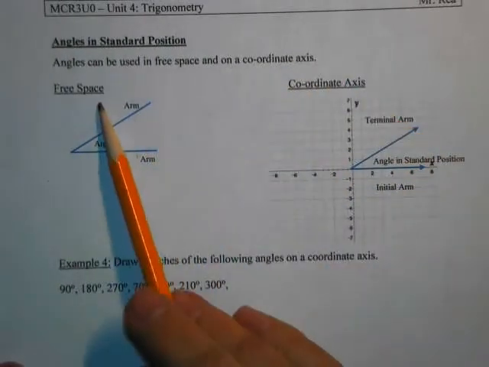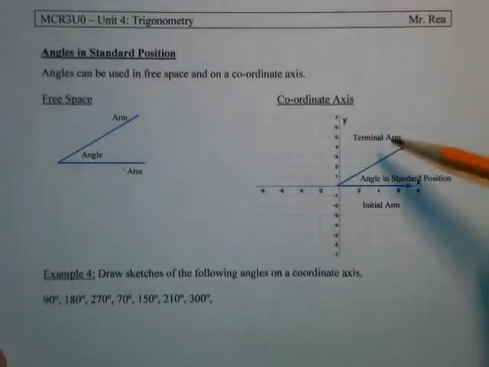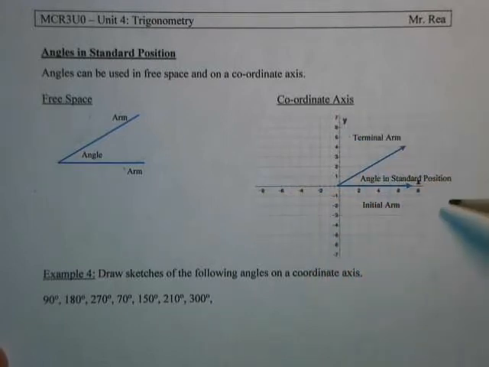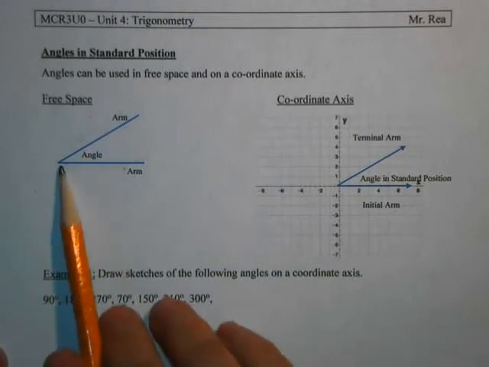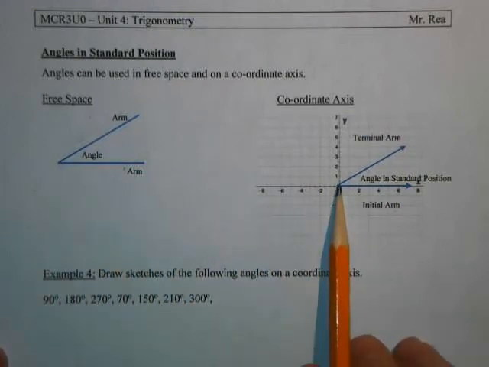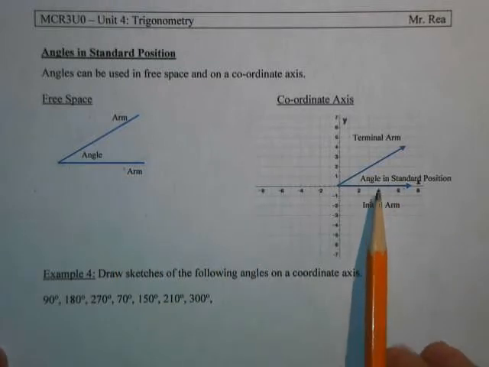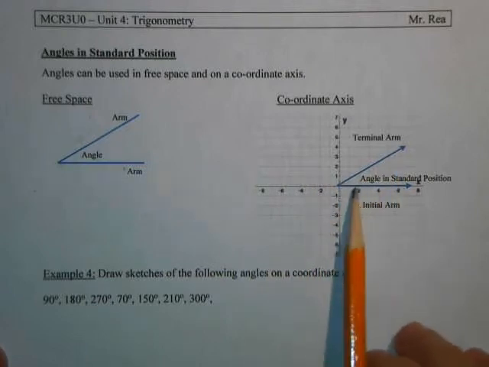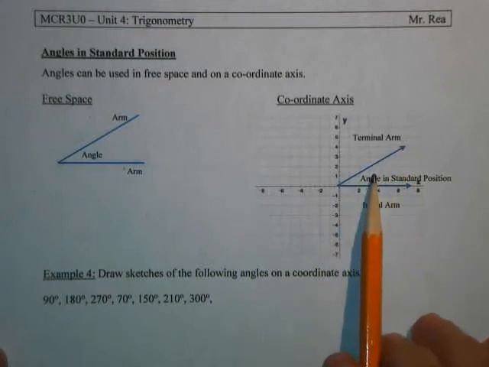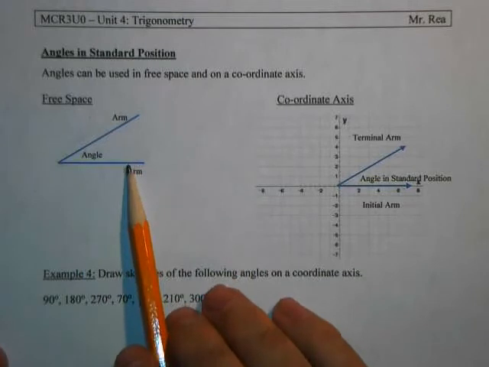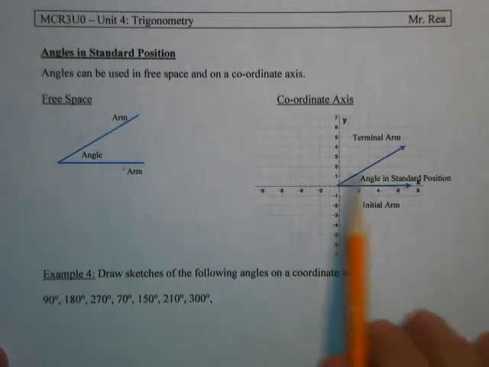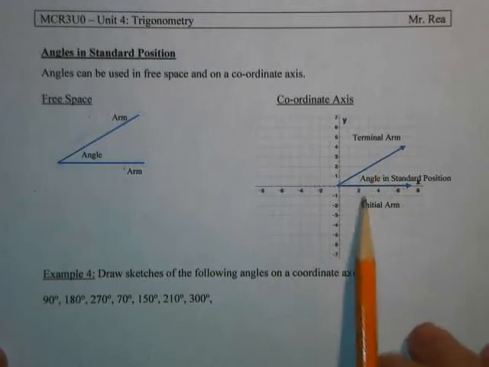Well, we have a new concept now. Instead of free space, we're basically going to clamp this angle down on the XY coordinate axis. So there's our old friend, the XY grid. When we put this angle on the coordinate axis, where the two sides meet is always going to be at the origin. The arm along the x-axis, we call the initial arm. And then the other arm will be coming off the origin at the same angle as it was when it was floating in free space. The second arm, the one we go to from the initial arm, is called the terminal arm.